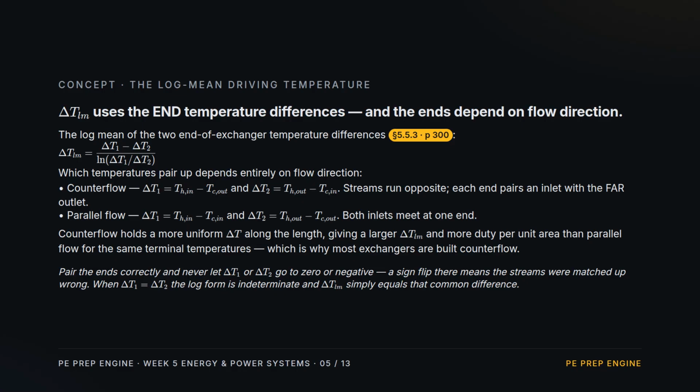Counterflow holds a more uniform driving temperature along the length, giving a larger log mean and more duty per unit area, which is why most exchangers are built counterflow. Just never let an end difference go to 0 or negative. That means you match the ends up wrong.